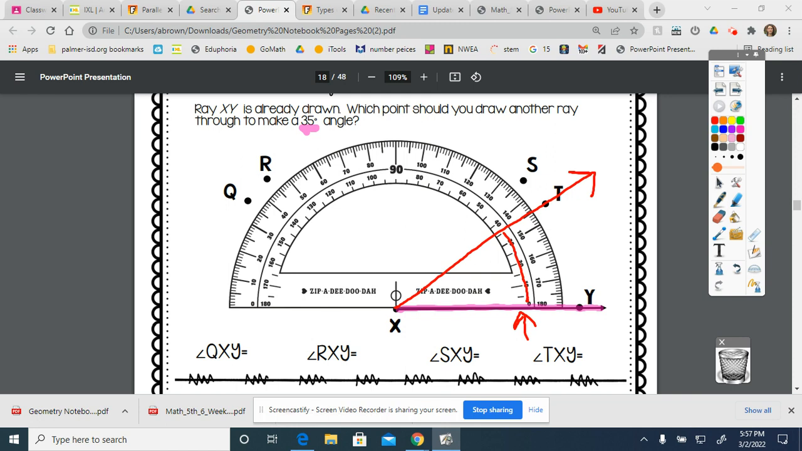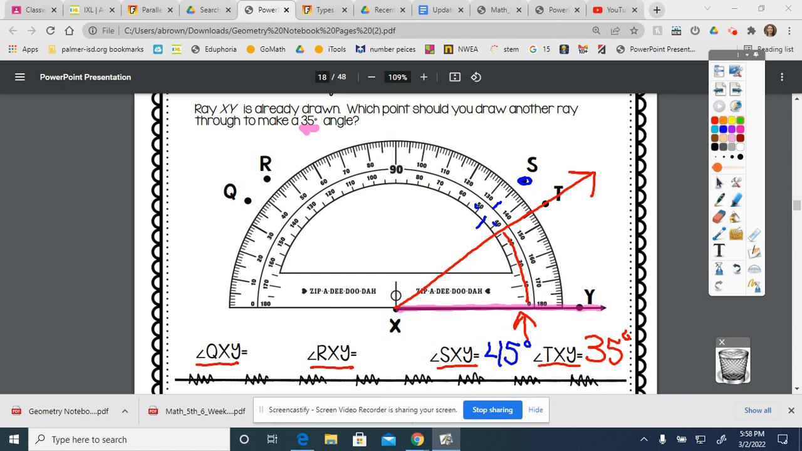Now let's label what angle QXY, RXY, SXY, and TXY would be. Well, TXY is the one that we just created, so we know that this one will be 35 degrees right there. Okay, well, what if we had kept going all the way to point S right here? Well, that one would come through right there between 40 and 50. So that would be 45 degrees for SXY, okay?